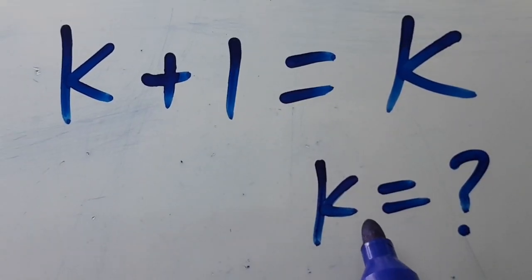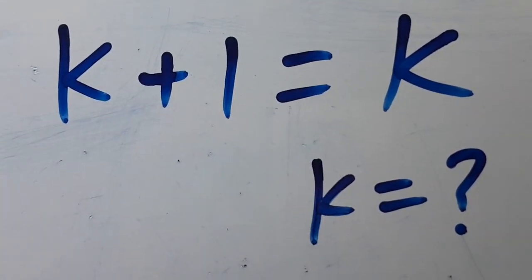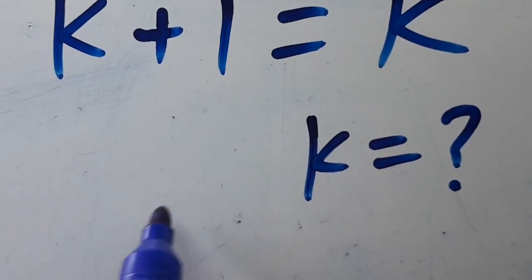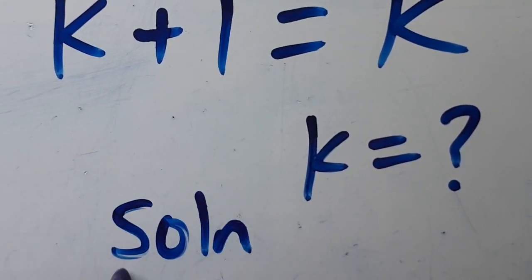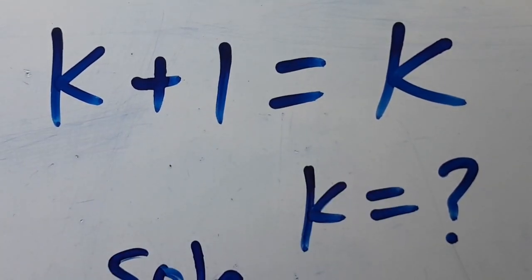Hi, what is the value of k? Given that we have k plus 1 equals k, let's go to the solution. So from here, let's divide through by k.